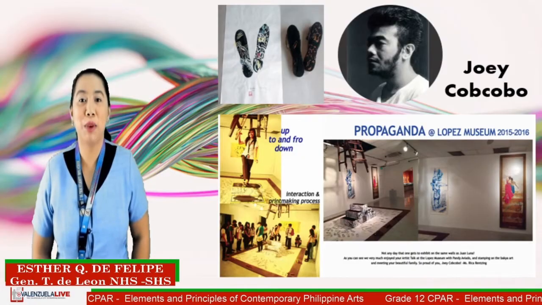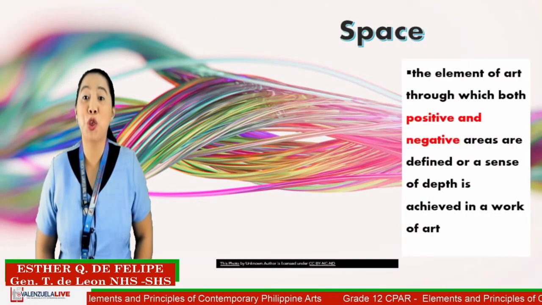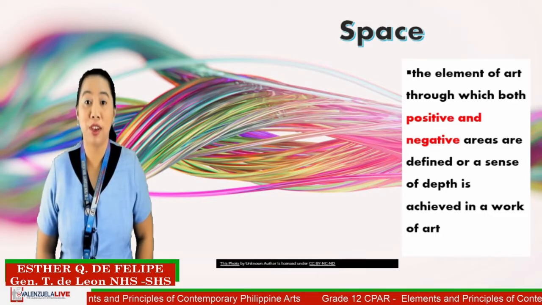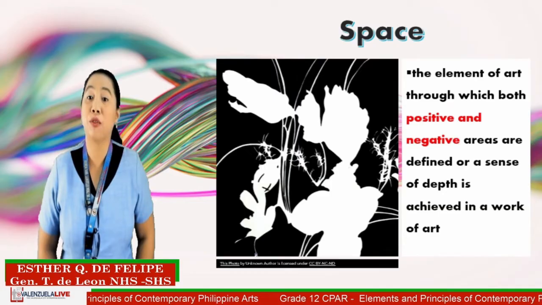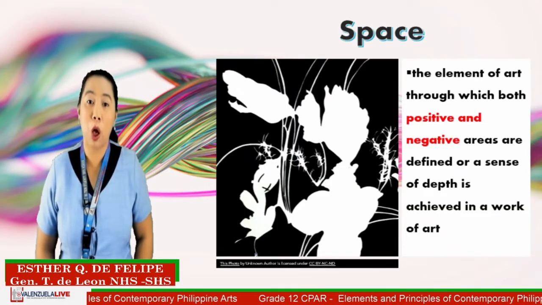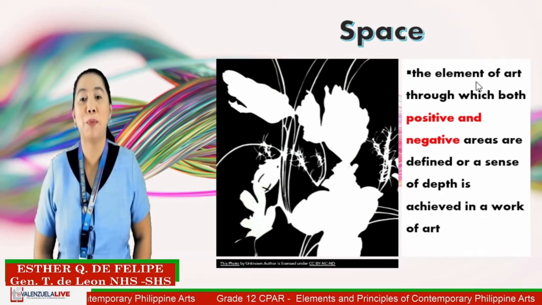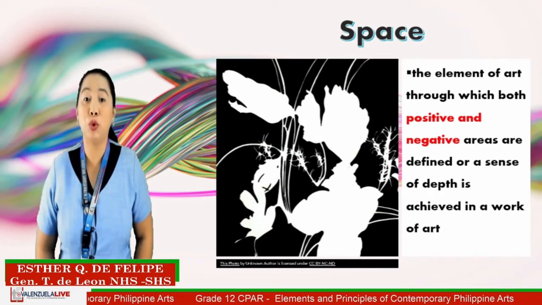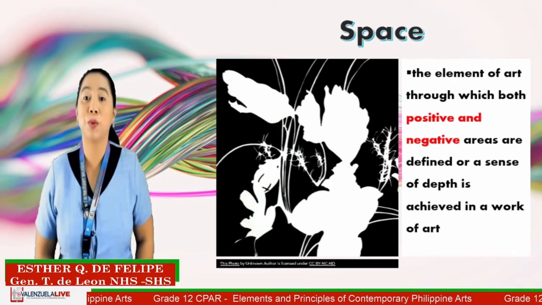The third element is space. It is the element of art through which both positive and negative areas are defined or a sense of depth is achieved in a work of art. Often, space is not clearly shown in a piece, but is an illusion. It is considered as the breadth of art.